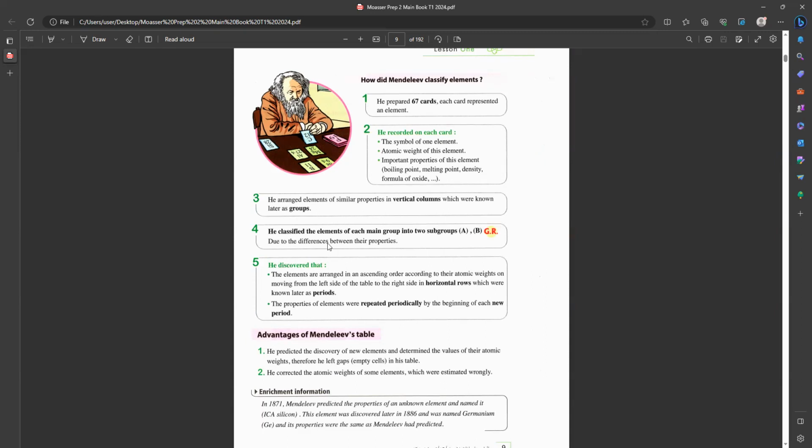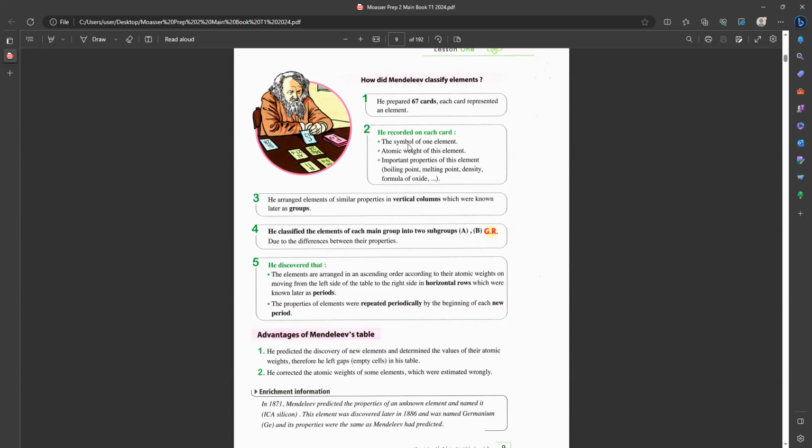He prepared cards, one for each element discovered in his time. So he prepared 67 cards. On each card he put the element and its symbol, which we studied later in grade 7. Each element has a symbol, and we have two numbers beside the element: the atomic number and the atomic weight. The atomic weight is the number of protons plus neutrons, and the atomic number is the number of protons only.